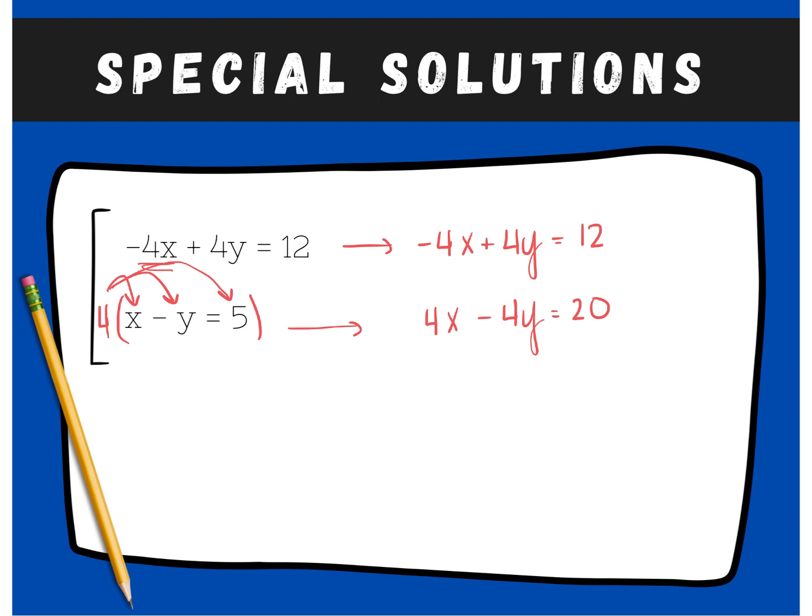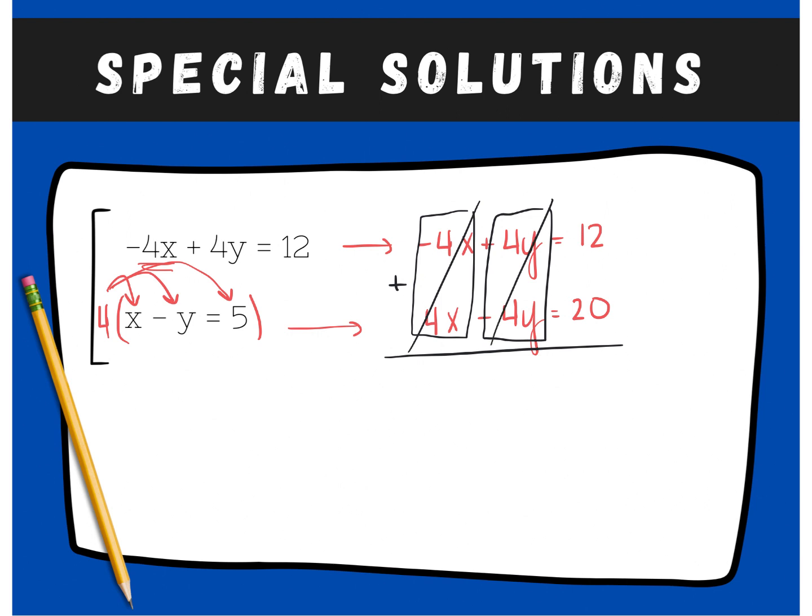Now I can go ahead and add my equations together, but what I'm noticing now is that my x's cancel, which is great, but also my y's cancel. 4y minus 4y is 0y, so I'm really left with nothing on the left-hand side, and I'm left with 32 on the right-hand side. So that's why this is one of our special solutions. 0 equals 32. That's not a true statement, which tells me that these equations have no solution.